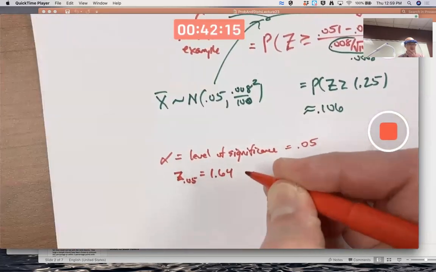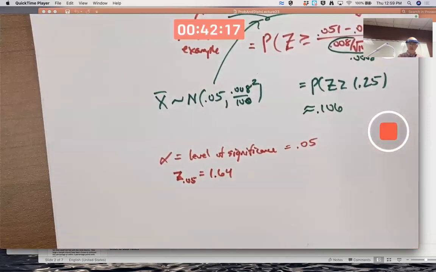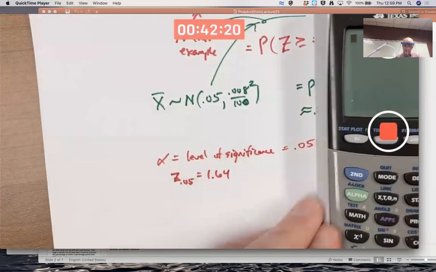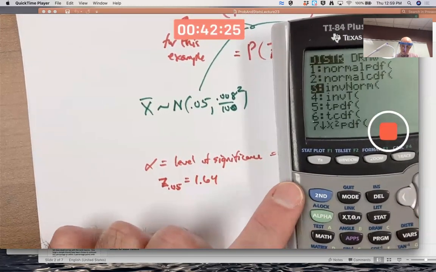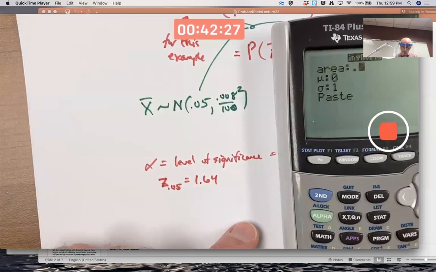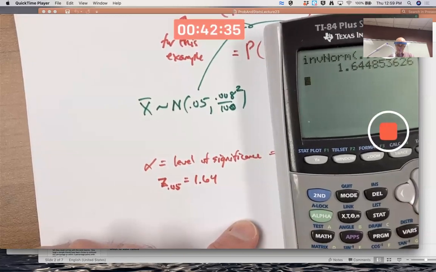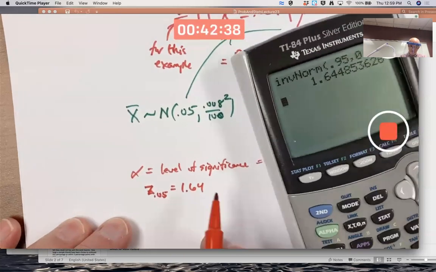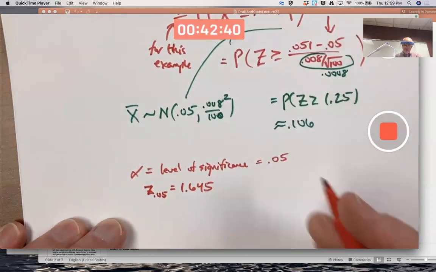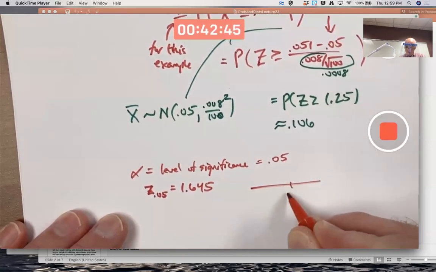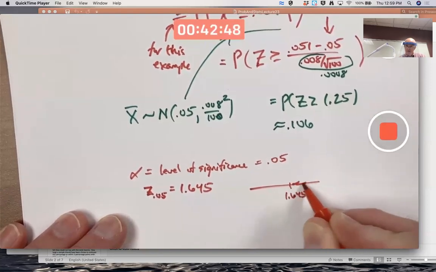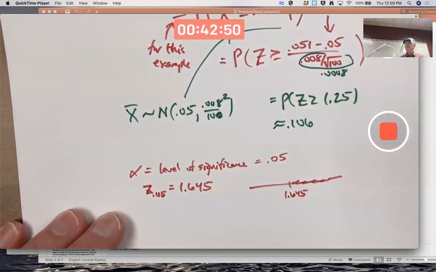Actually, I think it's closer to 1.646. Maybe I should use the calculator just to be a little more clear there. Go to my distributions menu and use inv norm, area 0.95 for standard normal. Actually, it is closer to 1.645. Okay, 1.645. So in terms of the Z value, the critical region is to the right of 1.645. You can picture it like that.